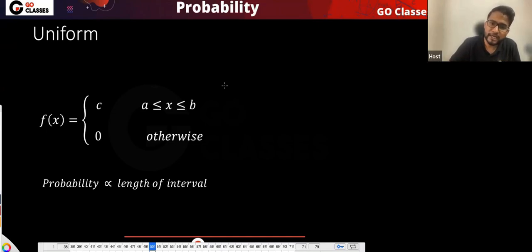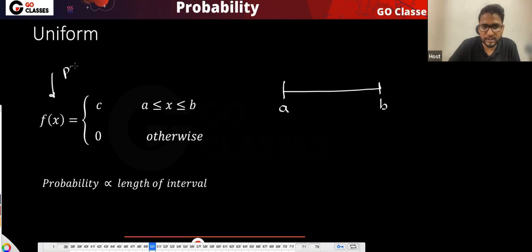It says that given any range, maybe in between A to B, you are having a non-zero PDF, which is a probability density function. In between A to B it is non-zero, and for every other value it is zero. Now, if you draw samples from this kind of distribution, your data points will be in between A to B only, right?